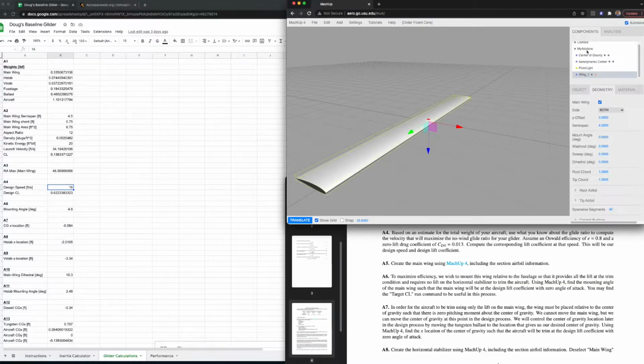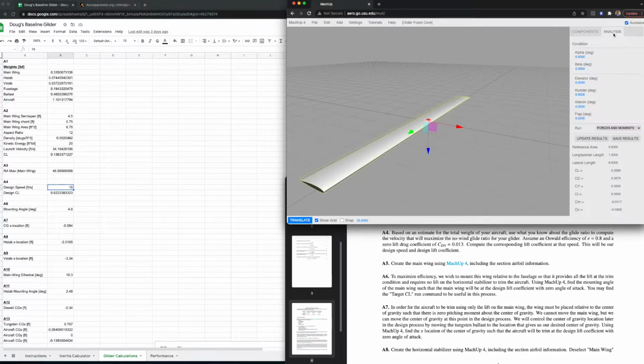Now that doesn't seem quite right. Oh, one last thing that we forgot to do is the chord. So we're doing a Hershey bar wing here, and the chord, the root and the tip, are 0.75. Okay, so that was the last component I guess we forgot to do on the design of the wing in mockup. So anyway, run this at 0 degrees angle of attack.